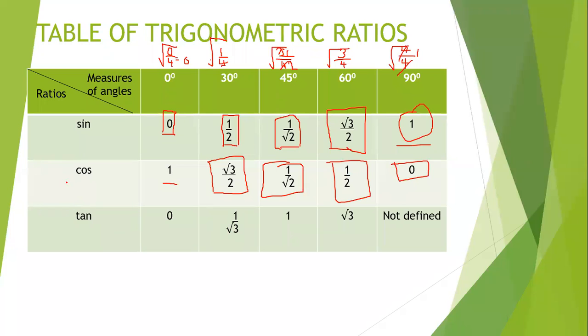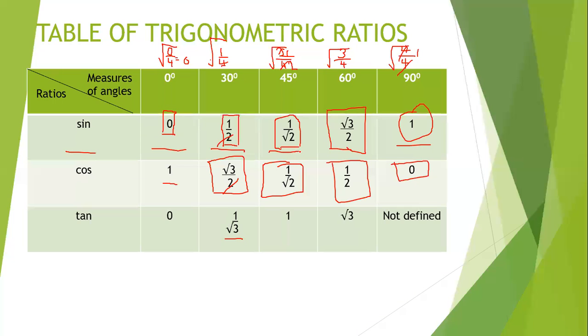Tan we have done just now, that tan is nothing but sine upon cos. So let us find: 0 upon 1 is 0. Here you have 2 in the denominator. Here also you have 2 in the denominator. It will get cancelled, so you will get 1 upon root 3. Can you see here? The next one.